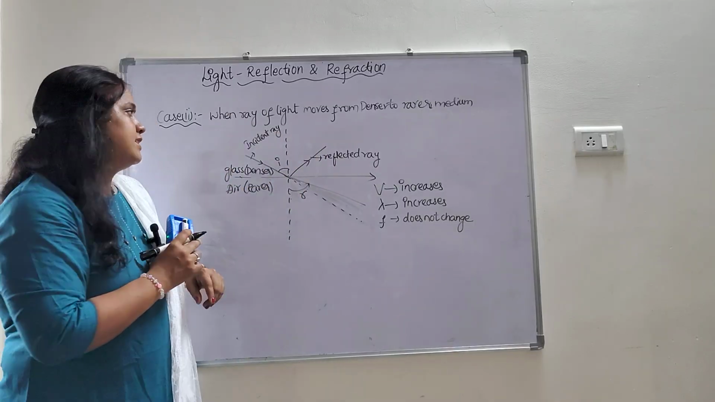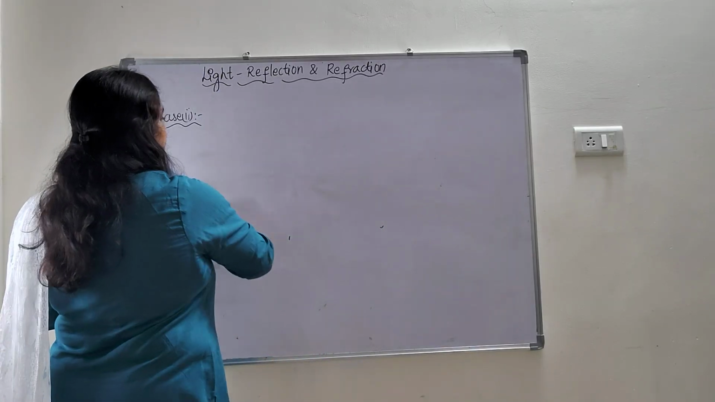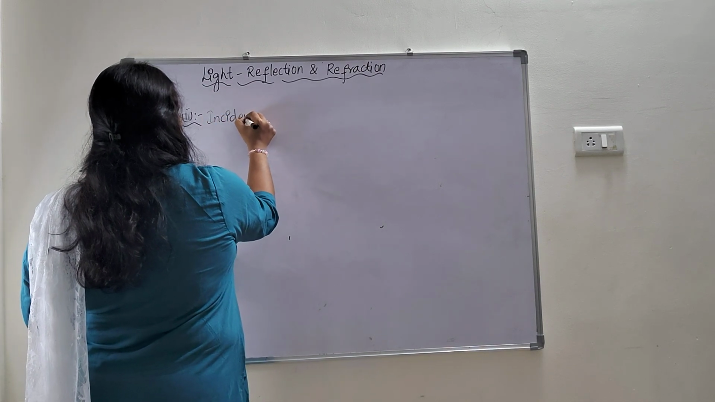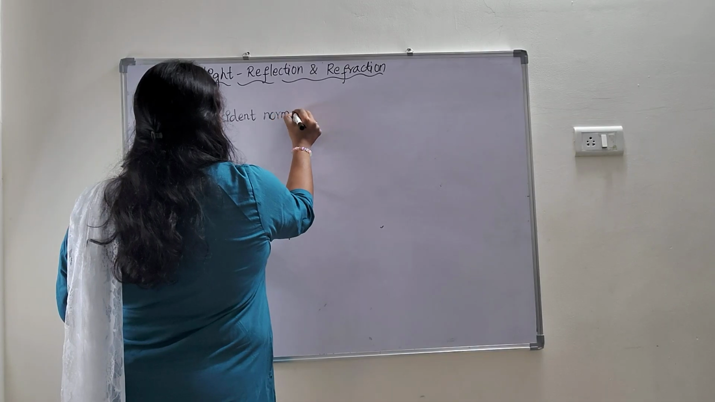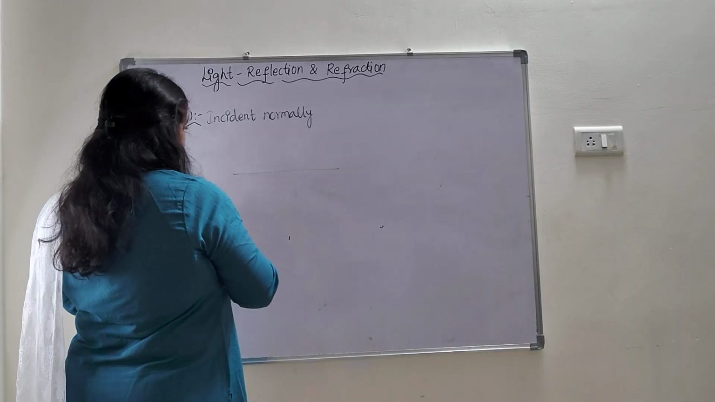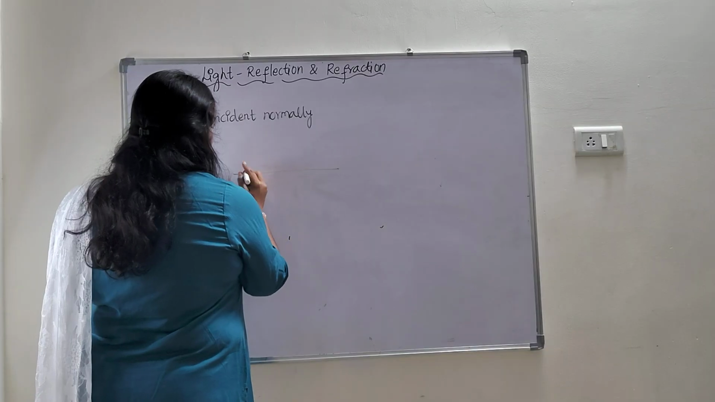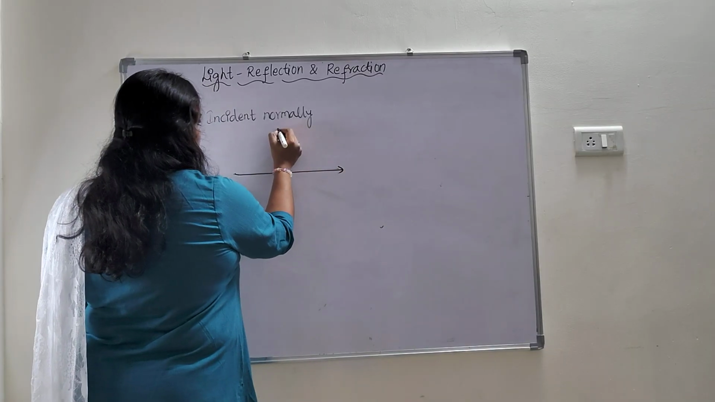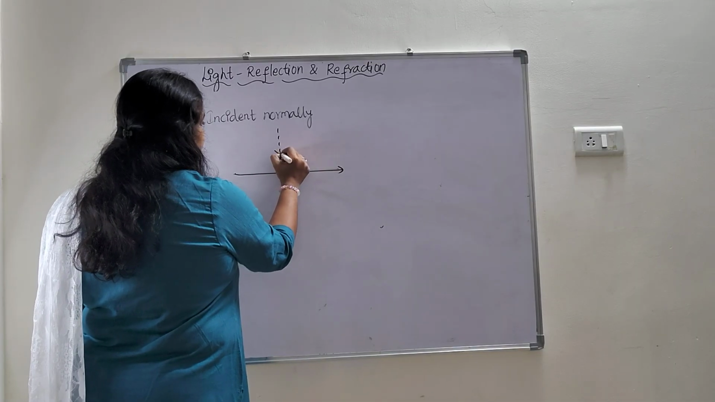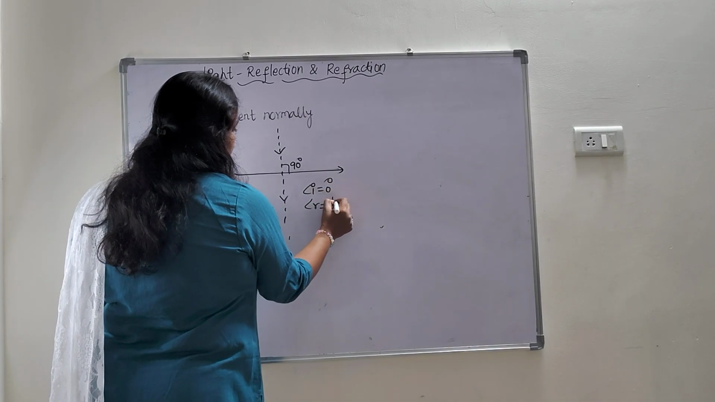Last but not least, one more case is there that is very, very important. When a ray of light is incident normally, what happens? Let us see. Again, we need to draw one horizontal axis, and as it is incident normally, here we get 90 degrees. It passes undeviated, whereas the angle of incidence will be 0, and the angle of refraction is also 0.